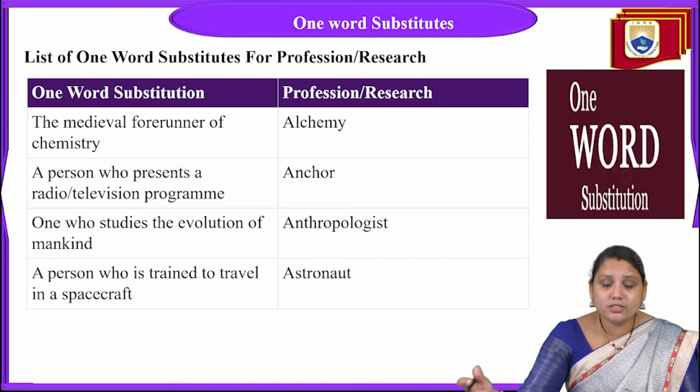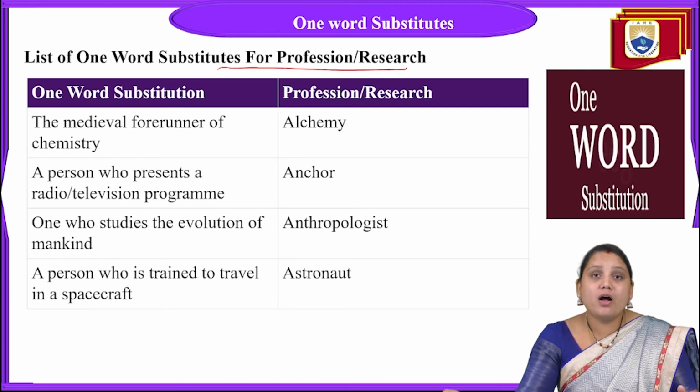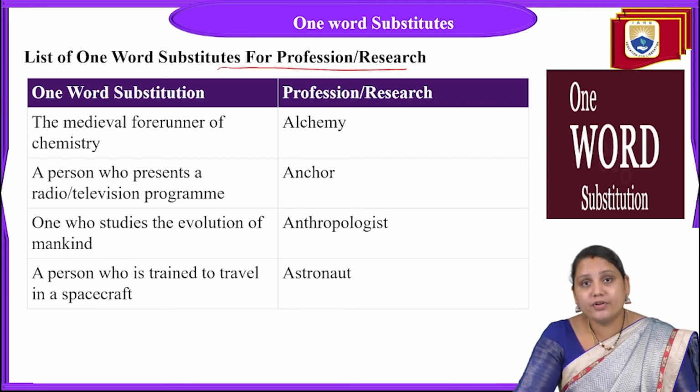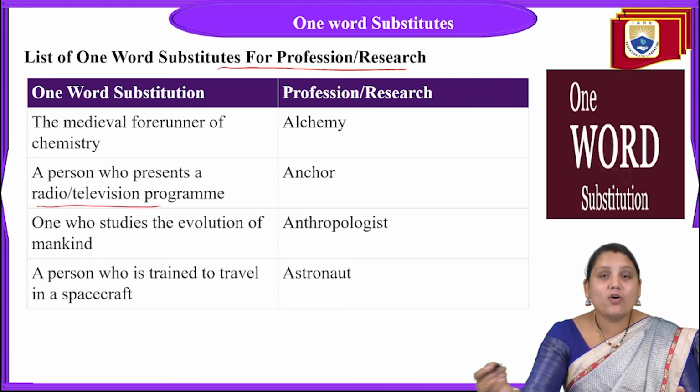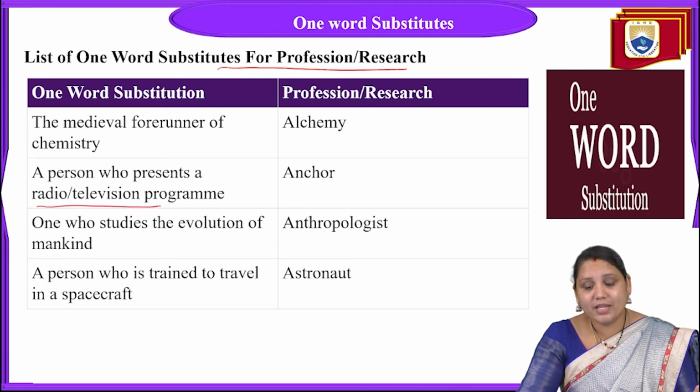Now, list of one-word substitutes for professional or research. Let us see now. Alchemy. What is the meaning of alchemy? The medieval forerunner of chemistry. Next, anchor. A person who presents a radio or television program. Next, anthropologist. One who studies the evolution of mankind. Astronaut, a person who is trained to travel in a spacecraft.